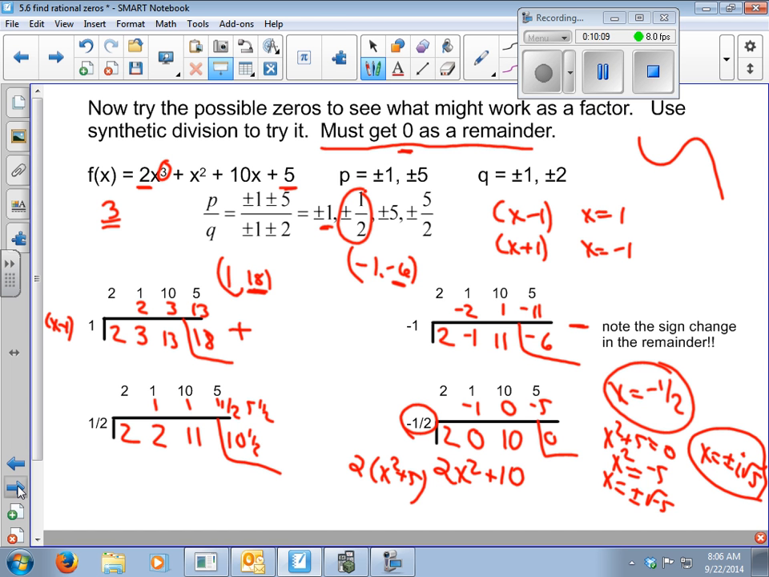Now you notice these two solutions are i terms. That means they're not rational. That means negative 1/2 is the only rational root for this. I get two other solutions. They just happen to be complex values.